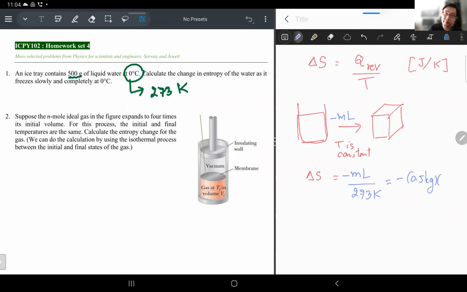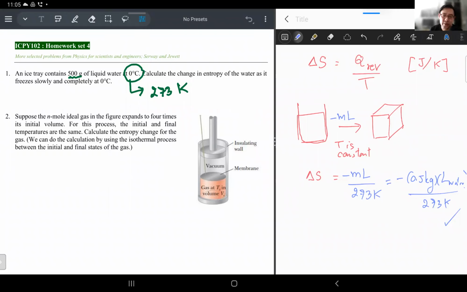L of this one, you can look it up in the table, and I don't remember it myself. It's like 300 something. All right, but anyway, that's L for the water divided by 273 Kelvin. Done. That's it. So cool. And the good thing about this one is you say, hey, Azan, entropy change is negative. What does it mean? It means the entropy of this water is reduced. It's cooling down.